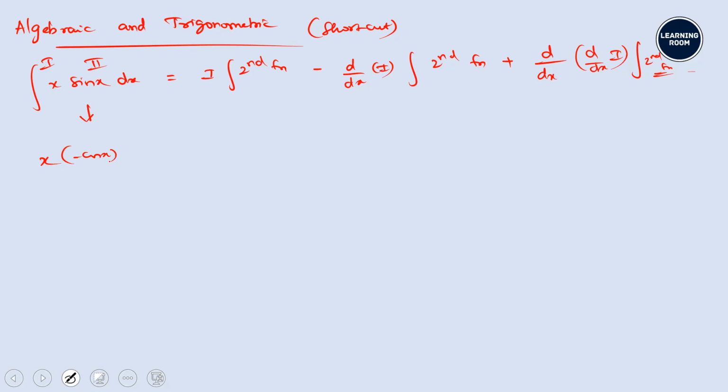So I started with a plus. Now I put a minus. Minus, I will differentiate x. What will I get? 1. I'll integrate minus cos x. What will I get? Minus sin x, plus. This is the answer. If you want, you can cross check with the first.